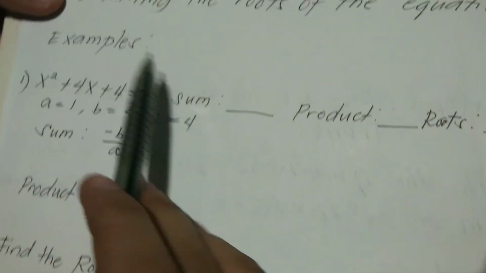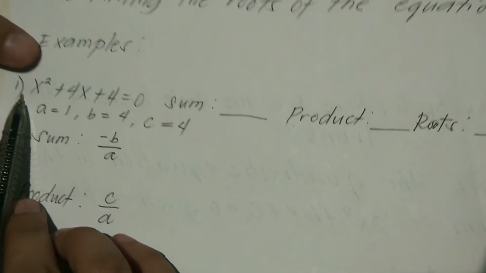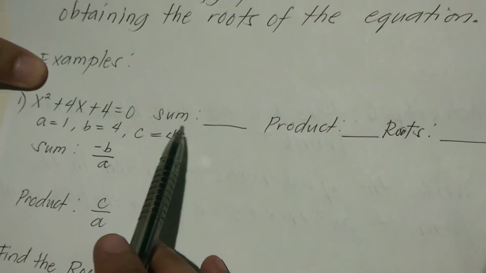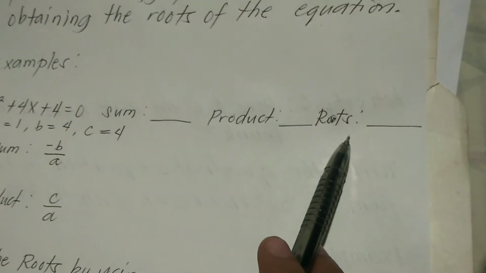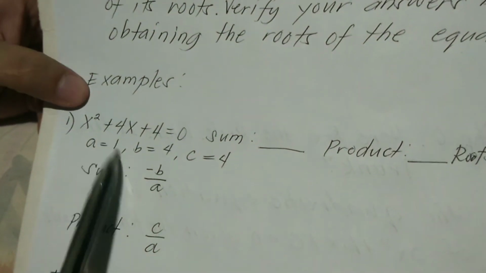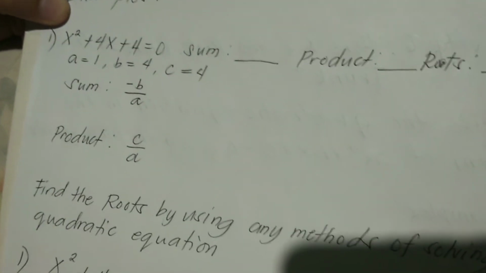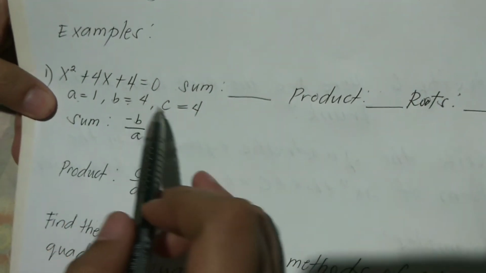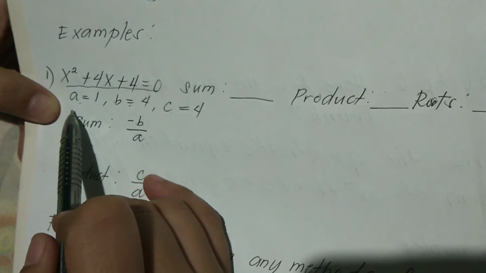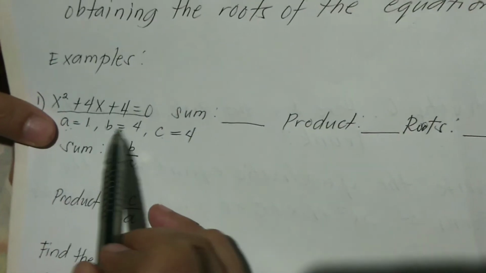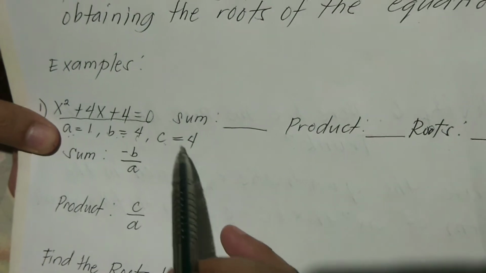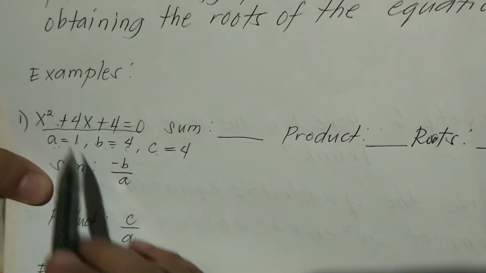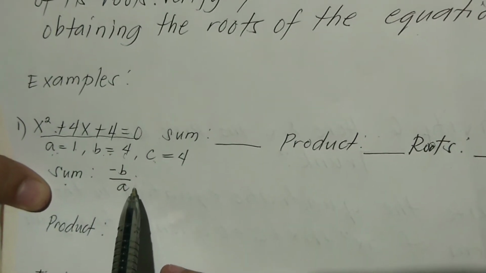So, let's have examples. Example number 1, x squared plus 4x plus 4 is equal to 0. We're going to find the sum, the product, and the roots of this equation. Let's first find the sum. We need to identify the values of a, b, and c. For this equation, the value of a is 1, the value of b is positive 4, the value of c is positive 4. And then, to find the sum of this equation, the formula is negative b over a.